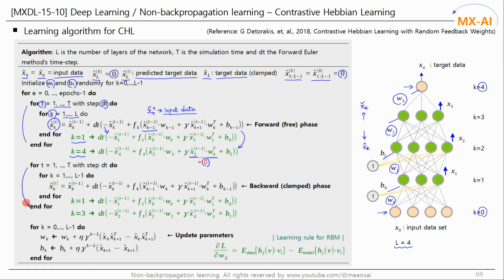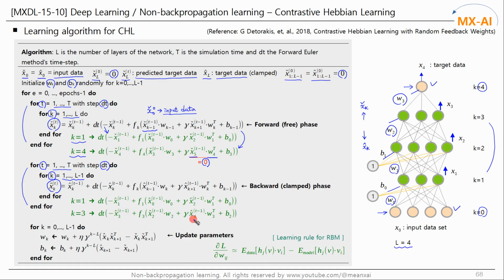Next, perform the backward phase. Iterate over t from 1 to T with step dt, the same as the forward step. This time, we iterate over k from 1 to L minus 1. In the right figure, k is repeated from 1 to 3. For each hidden layer, compute the backward outputs x-hat k at time step t. The input and output layers are not updated.